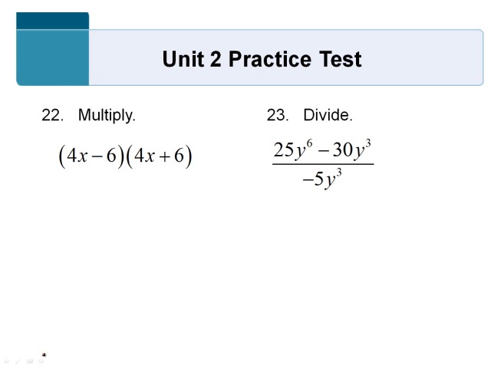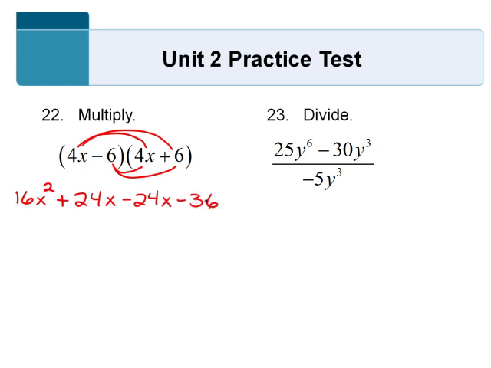All right, number 22. One more FOIL problem. So there's a lot of FOIL on this test. Please make sure you know how to do it. So the first term, 4x times 4x, is 16x squared. And then 4x times 6 is a positive 24x. Now go back with the inner terms. Negative 6 times 4x is negative 24x. And negative 6 times 6 is negative 36.